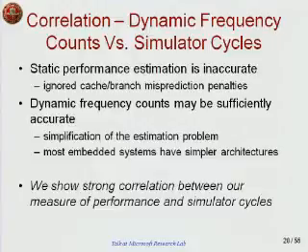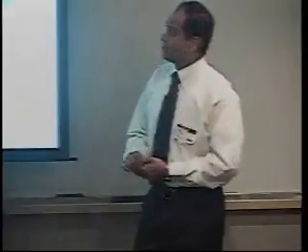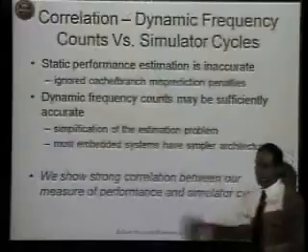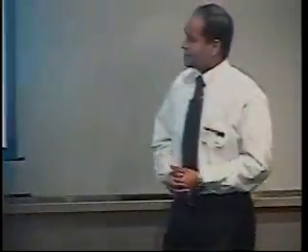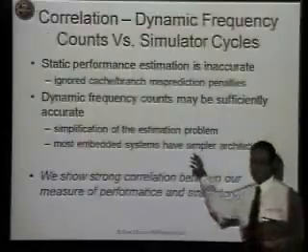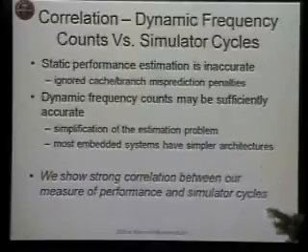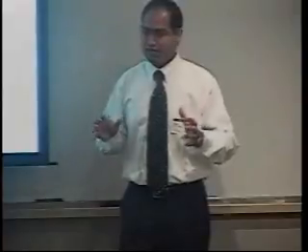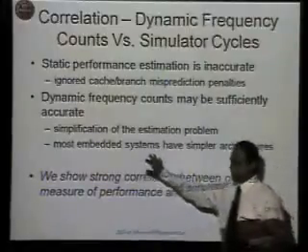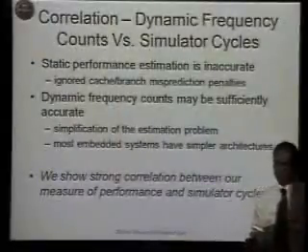Now, as you all mentioned, our measurements are still based on estimations, and estimations are known to be inaccurate. We have certainly ignored cache and branch misprediction effects. But we still believe that our dynamic frequency counts may be sufficiently accurate for our purposes, mainly for two reasons. One, which I already mentioned, is that we have greatly simplified the estimation problem by only trying to find the superior function instance between two instances having the same control flow. And most embedded systems like the ARM have simpler architectures, with simpler pipelines and simpler memory hierarchy structures, so estimation should be reasonably accurate. However, we want to verify how good it is compared to simulator cycles.